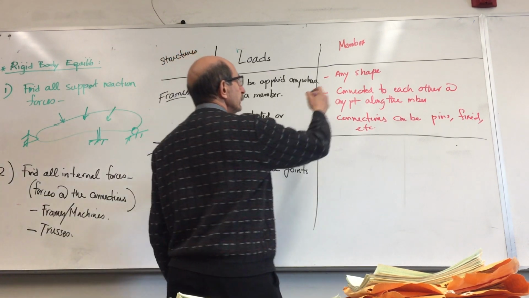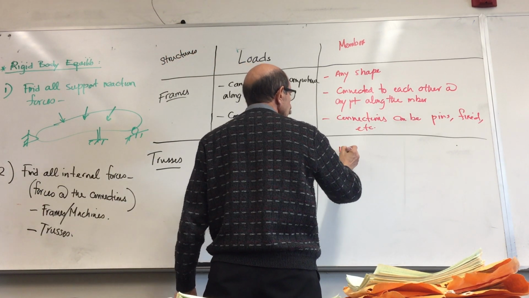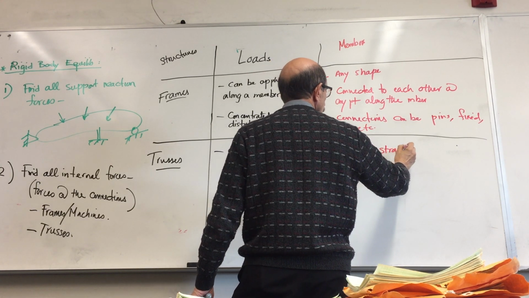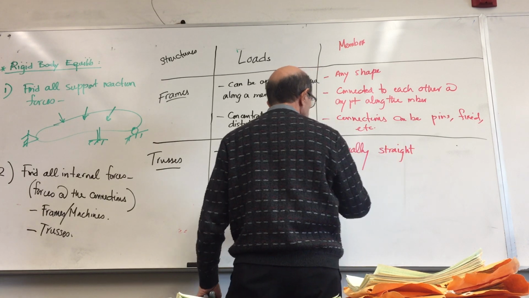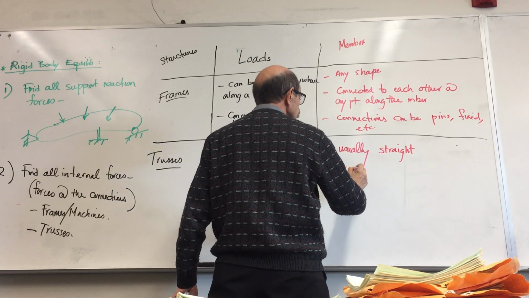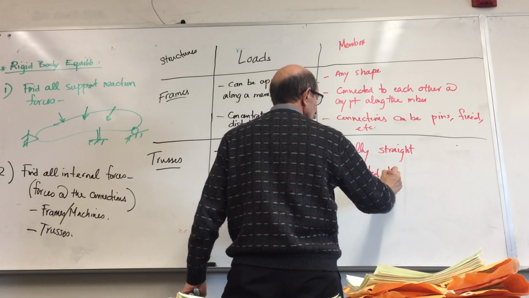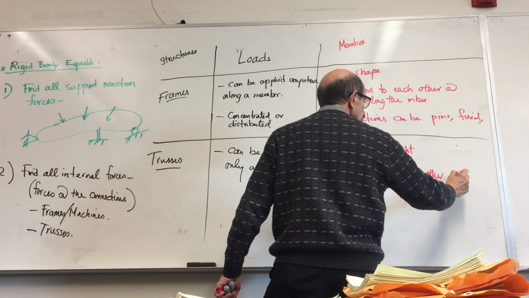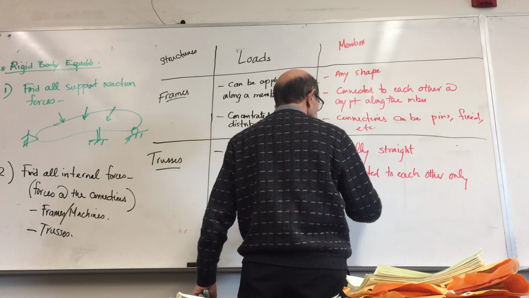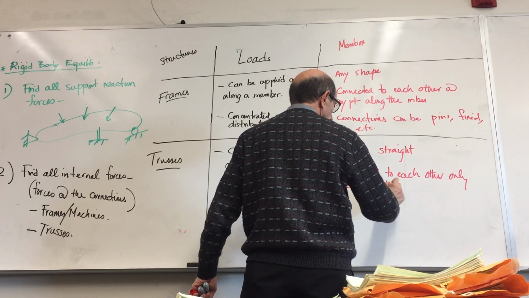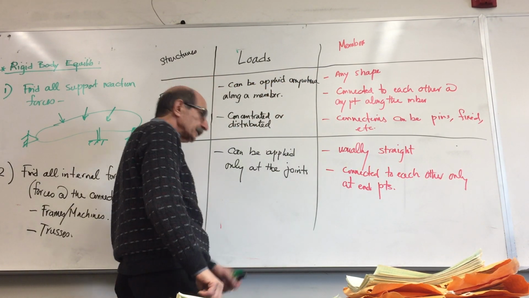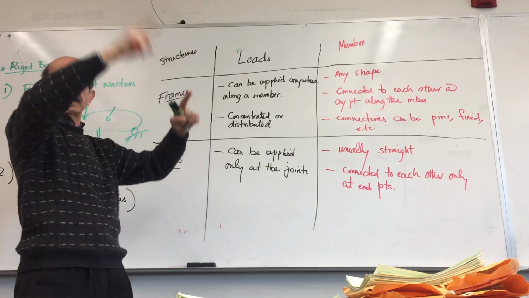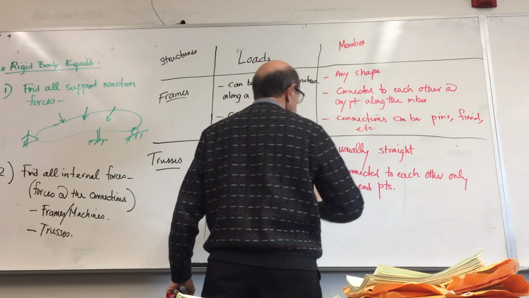In trusses, it's completely the opposite. First of all, usually, not necessarily, straight members. Okay? Connected to each other only at end points. You cannot connect a member of a truss to another member in the middle of that other member. Okay.